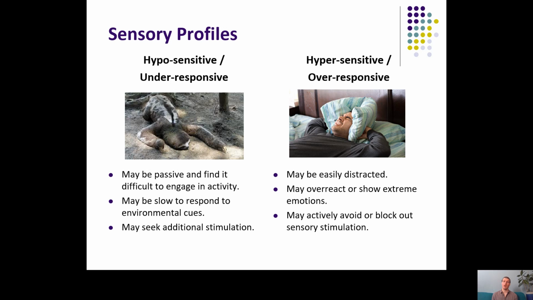And on the other hand, you might be hypersensitive or over-responsive. This means you might be more easily distracted. You may overreact or show quite extreme emotions, or you may actively avoid or block out certain sensory stimulation. So for example, avoiding going to town because it might be very, very busy and there's a lot of noise, or avoiding the sunshine and wearing sunglasses at quite regular times, or spending time in darker rooms.